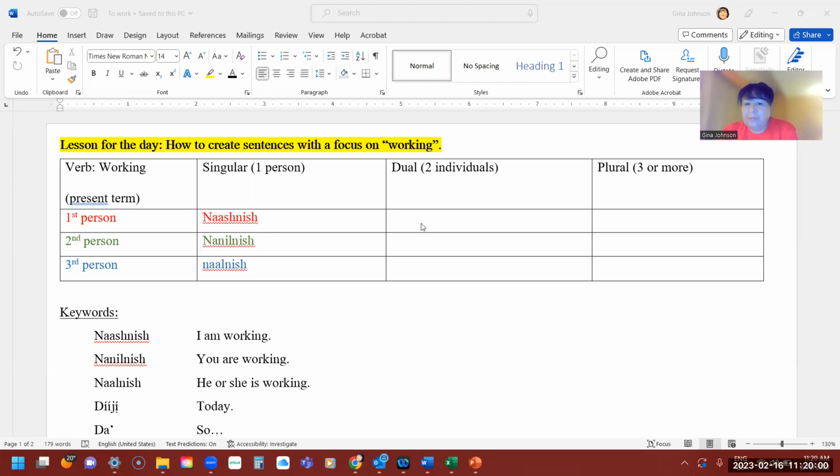So I'm not including your dual terms here, the verbs or the plurals, because sometimes it gets a little confusing when you're trying to learn a language and you get all these verbs coming from different directions. Fluent speakers will usually know all these terms. Notice that I'm talking about the present term. I'm not talking about I worked or I'm going to work. I'm talking about right now, I'm working.